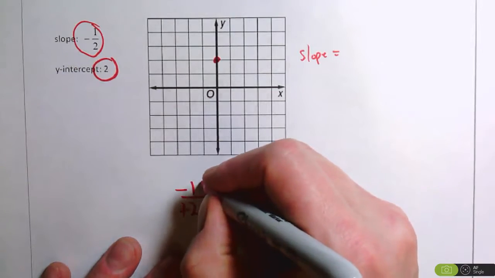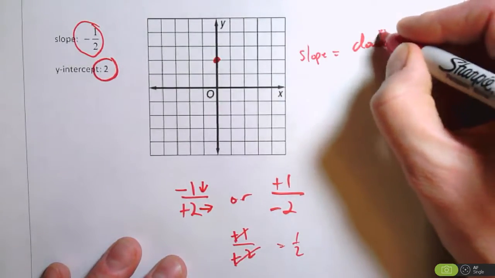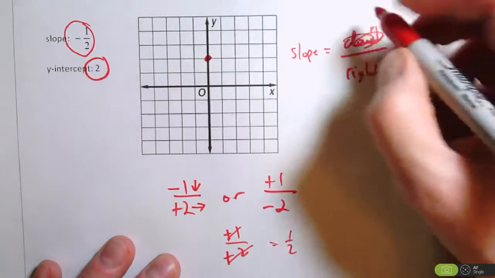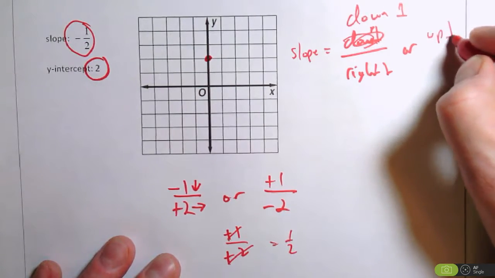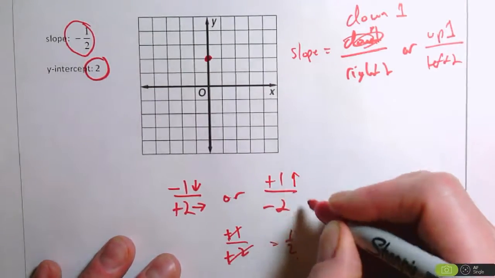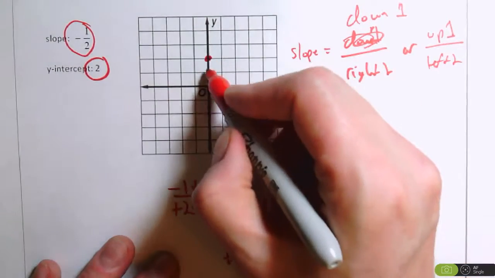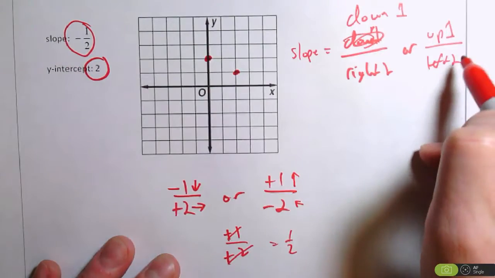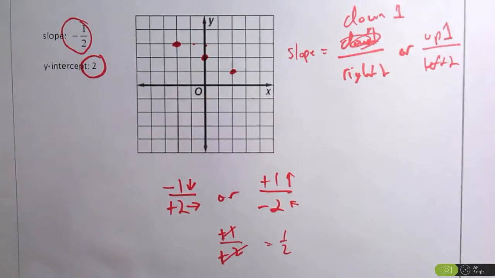Now if I do this one here, this means -1 over 2 means down 1, right 2, or up 1, left 2. That's what this one means, up 1, left 2. So from this point I can either go down 1, right 1, 2, okay. Or I can start from this point and go up 1, left 2. So go up 1, left 2. And you'll see it doesn't matter which way I go, it lines up nicely.